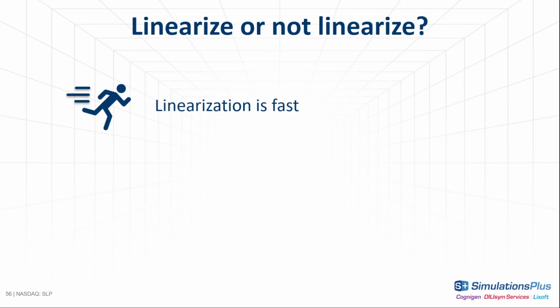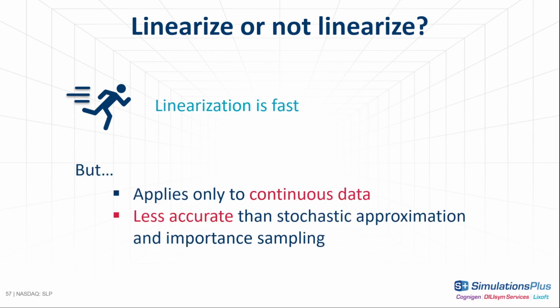Linearization is much faster, so it is a good method to start for rapid selection of models. However, it is available only for continuous data, and it tends to be less accurate with respect to other methods.